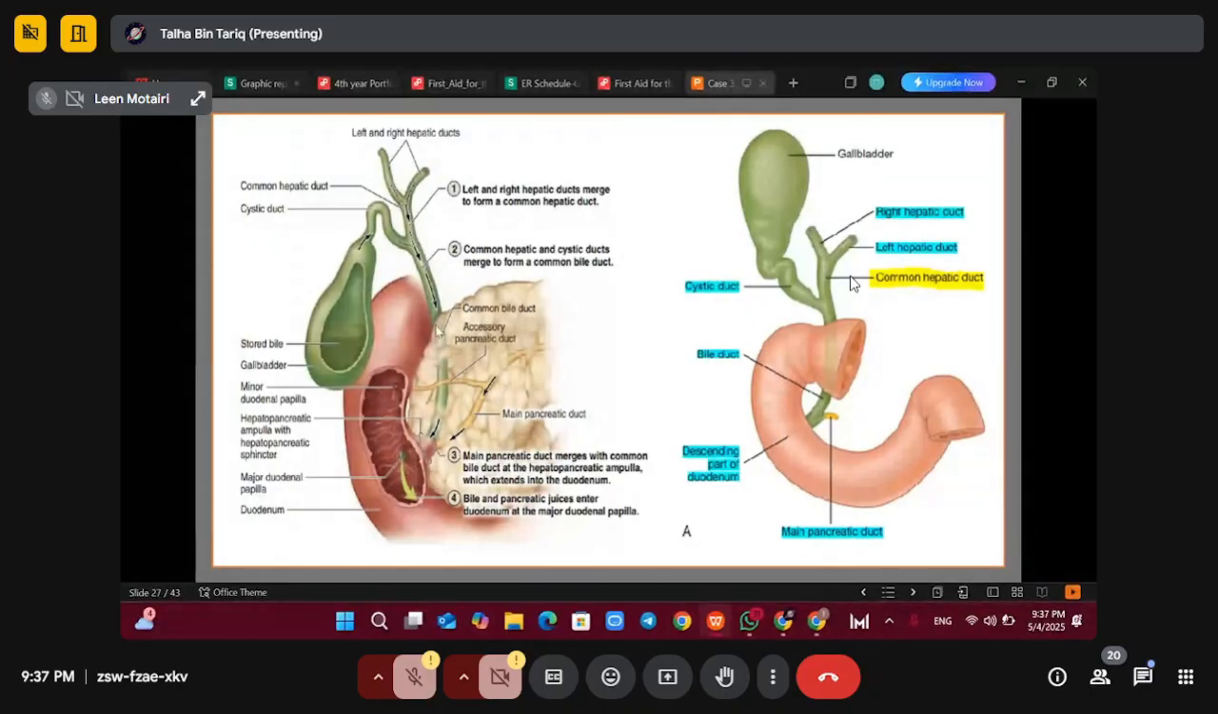This common bile duct will come and empty its contents into the duodenum at the major duodenal papilla, right? And the common bile duct is also joined by the main pancreatic duct. Both of these ducts are emptying their secretions into the duodenum because the food is coming from the stomach and it's highly acidic, right? So the bile also has bicarbonate.